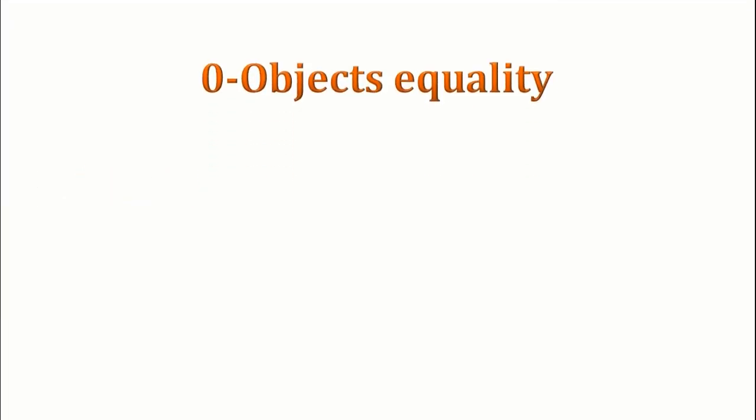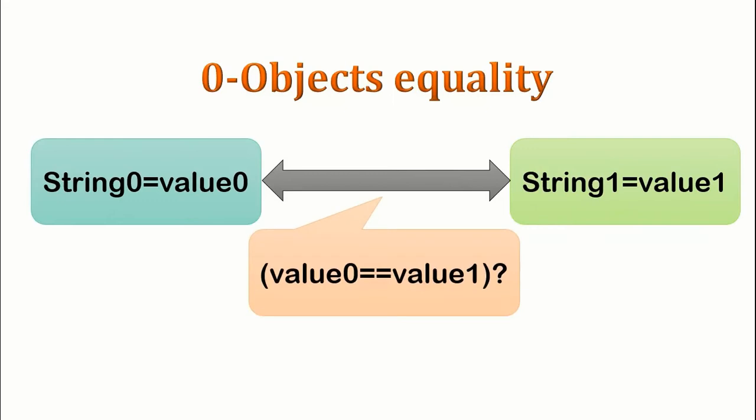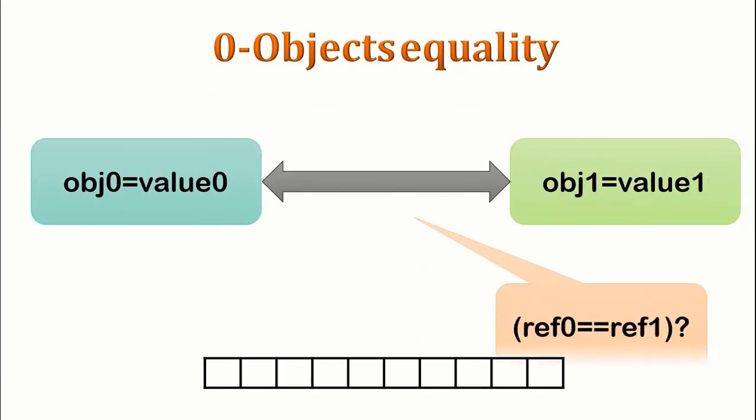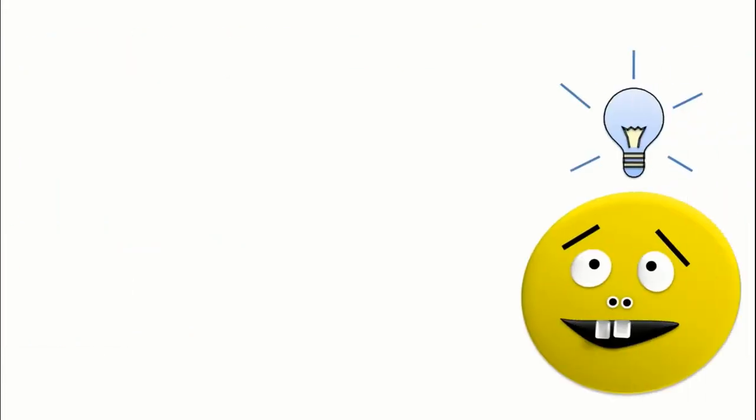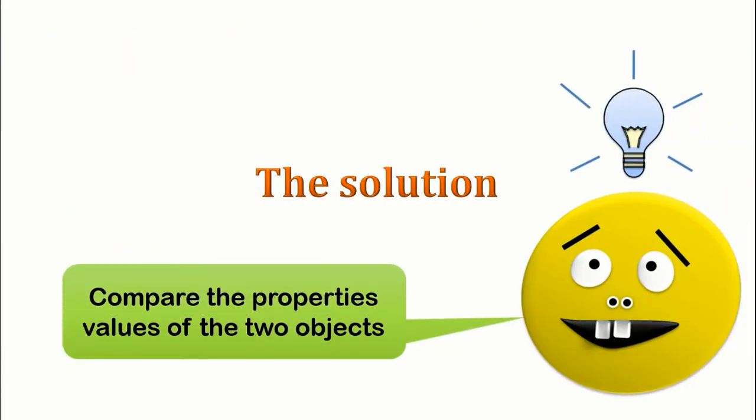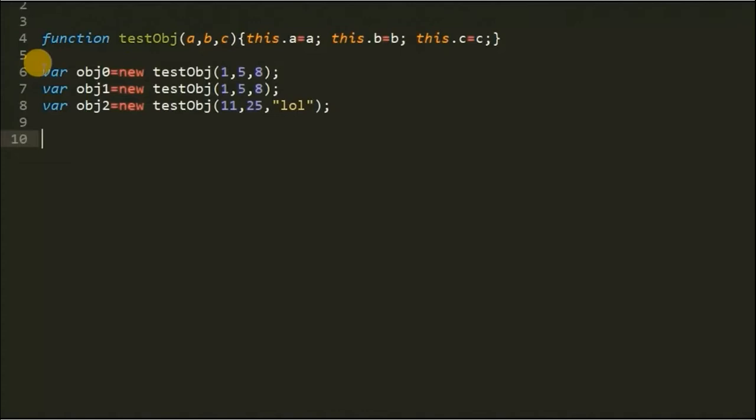Let's start with the basics. Objects equality. Primitives like strings and numbers are compared by their values, while objects are compared by their references, which means it compares whether two objects are referring to the same location in memory or not. To check the equality of two objects, we should compare the values of their respective properties. Let's compare these three objects.